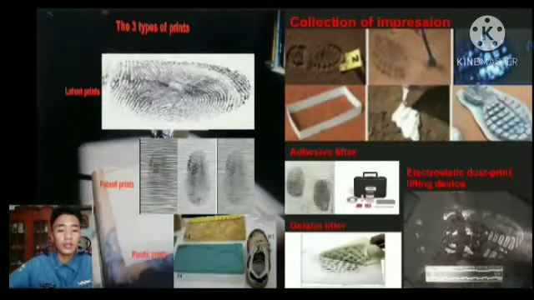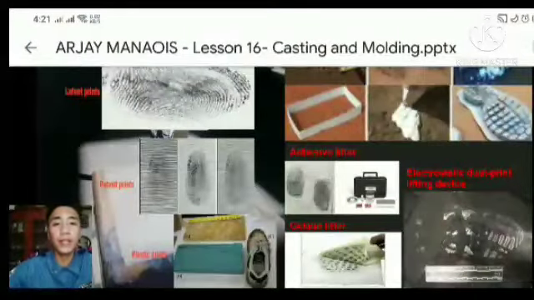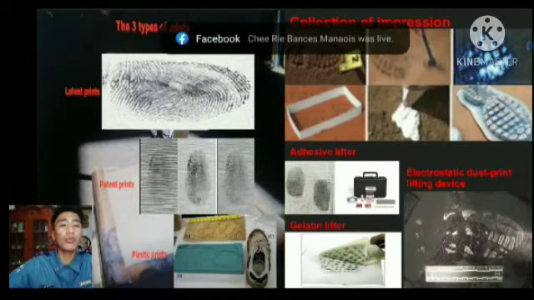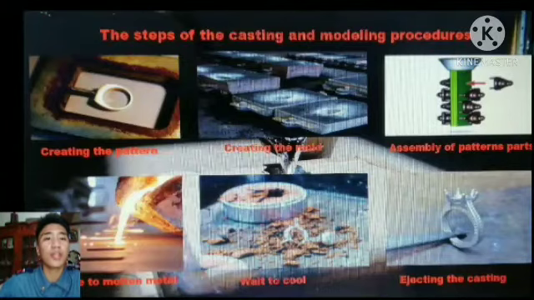Plastic or three-dimensional footwear or tire impressions can be collected by casting. Casting is the one that uses a powder or stone material. For imprint and impression naman, it enables lifted or casted evidence to be photographed or scanned. So, let's proceed to casting and molding procedures.